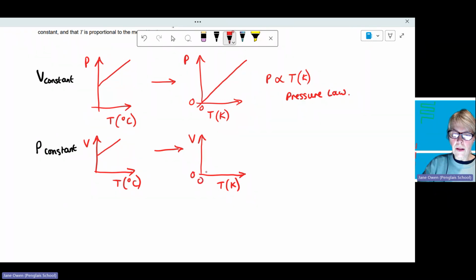So we get a straight line going through the origin, so we have volume is proportional to the temperature in Kelvin, and this is called Charles' law.